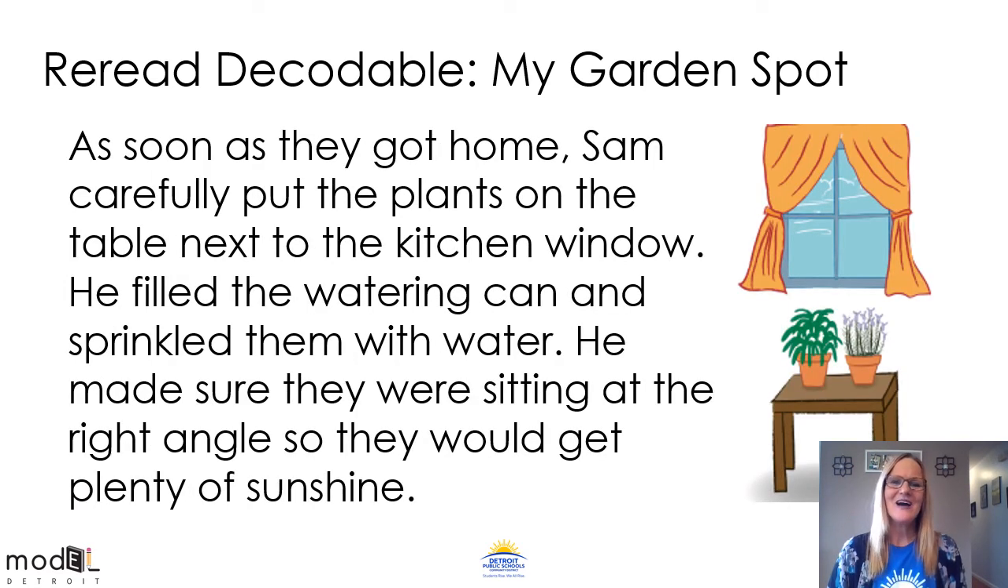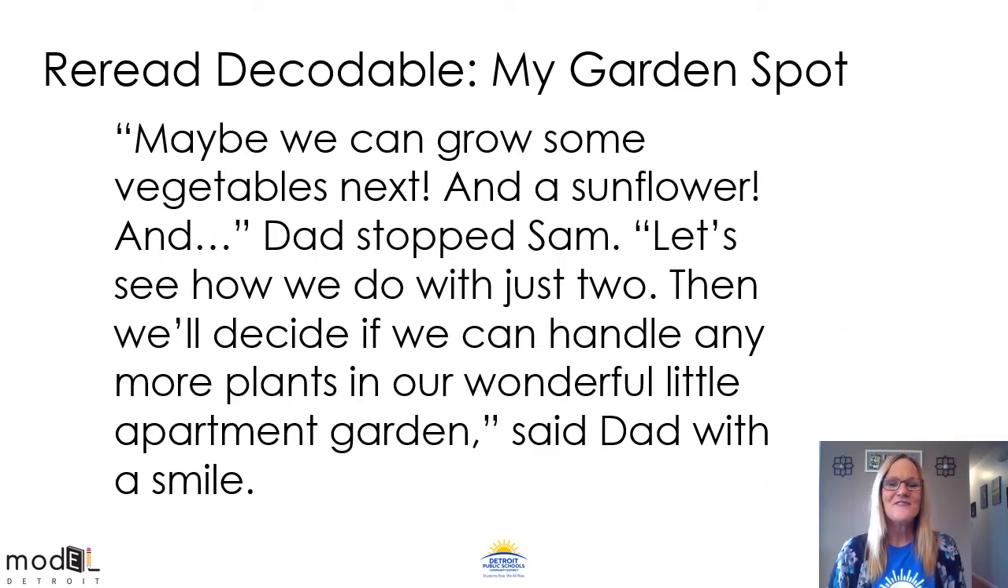As soon as they got home, Sam carefully put the plants on the table next to the kitchen window. He filled the watering can and sprinkled them with water. He made sure they were sitting at the right angle so they could get plenty of sunshine. "Maybe we can grow some vegetables next, and a sunflower, and..." Dad stopped Sam. "Let's see how we do with just two. Then we'll decide if we can handle any more plants in our wonderful little apartment garden," said Dad with a smile.